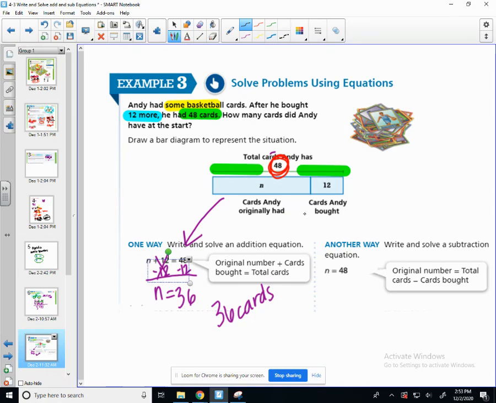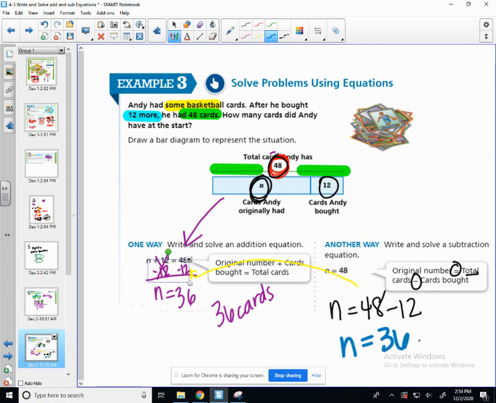So we could take the original number of cards, which we don't know, and it could equal the total cards minus how many he bought. Isn't that kind of exactly what we just did over here where we did 48 minus 12? Yes, only this way they just wrote it up in a way that you would understand it because it's all numbers. So 48 minus 12 is 36, so n equals 36 cards.